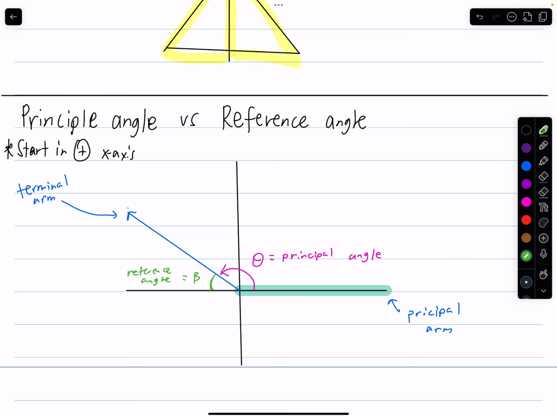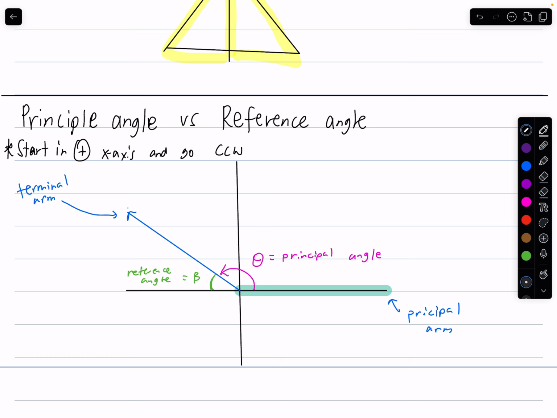So this is just terminology, okay? Whenever you're doing these equations, you're starting from the principal arm and then you're going counterclockwise. So you start from the positive x-axis and go counterclockwise. Then you land in a quadrant, and this is the principal angle from the principal arm to the terminal arm, and beta is the reference angle. And beta is usually an acute angle, so make a note of that. Beta is always going to be an acute angle.